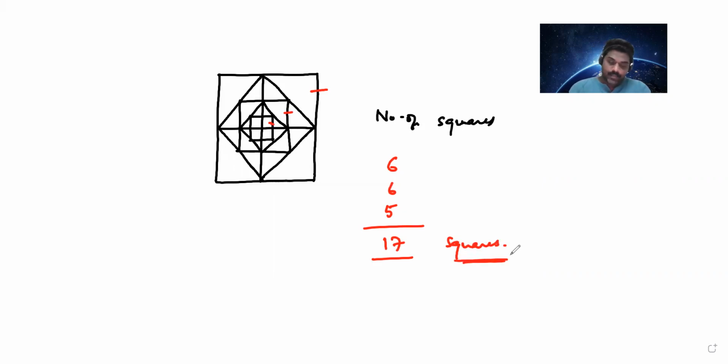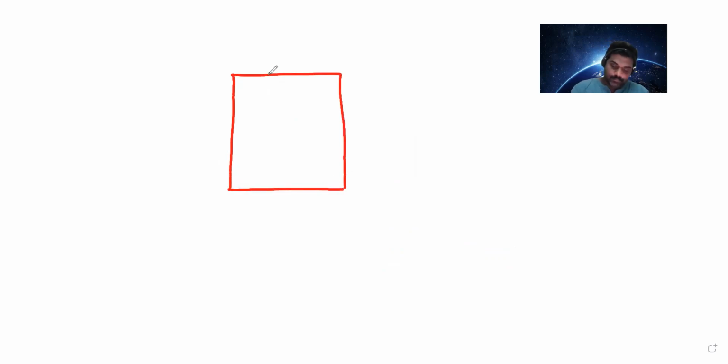Now, coming back to last year's questions. Last year you had 2 questions of this particular model, and these examples are very useful to solve those types of questions. So your first question was like this. And they had mentioned in the question very clearly that all are squares, so no rectangles are there in this particular question.